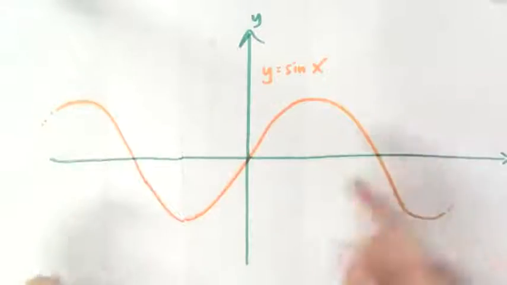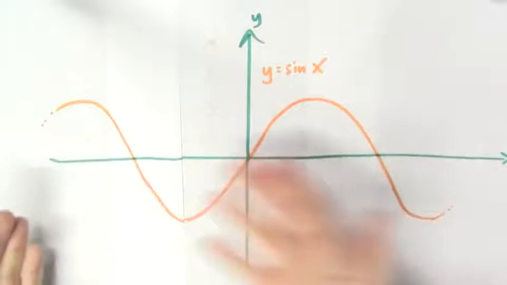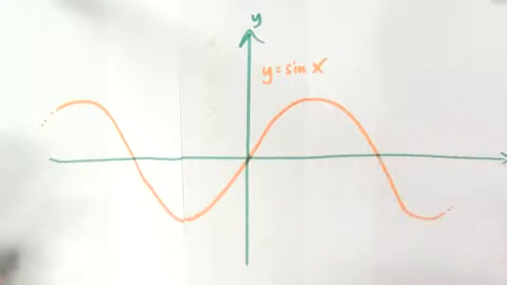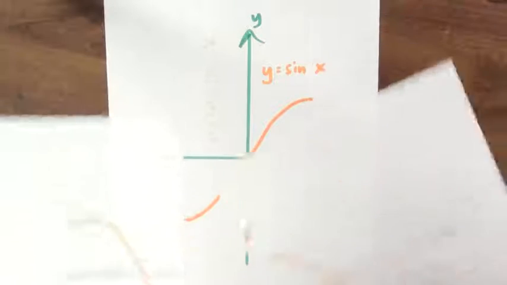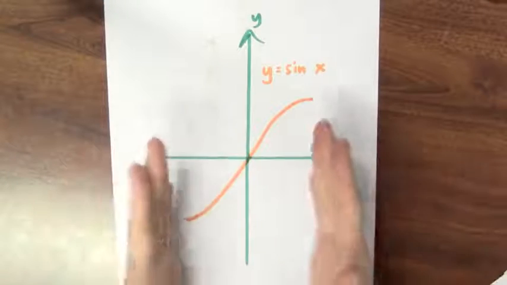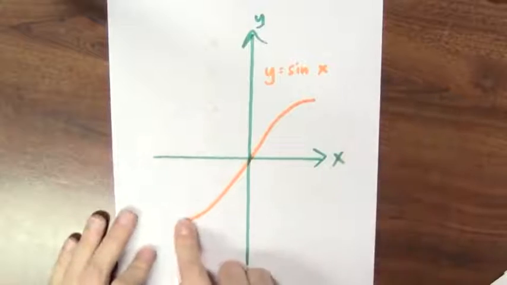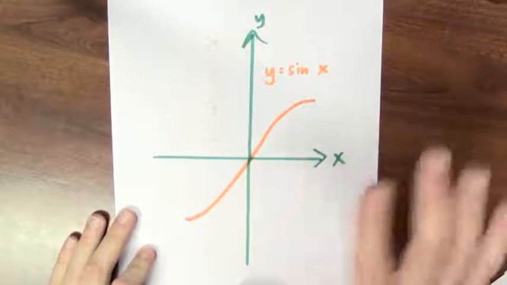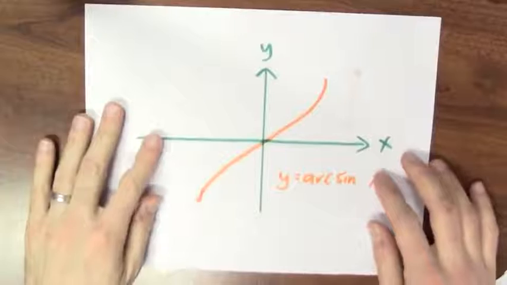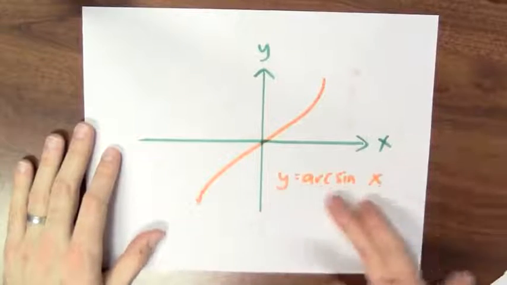To get around this problem, we're only going to talk about the inverses of trig functions after we restrict their domain. Here I've got a graph of sine, and you can see this function is not invertible. It fails the horizontal line test. But if I restrict the domain of sine to just be between minus pi over 2 and pi over 2, this function is invertible. And here's its inverse, arcsine.